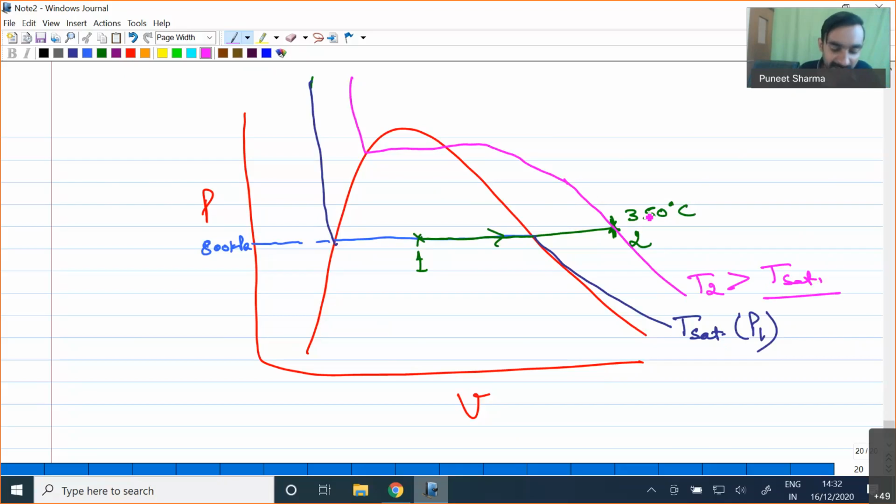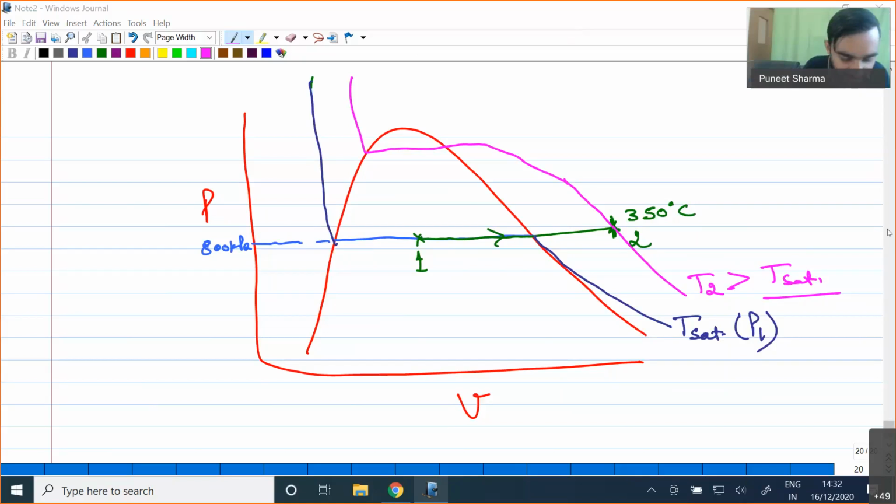Clear? This point is clear? Okay, anyone is having confusion on this point? All of you are clear with this particular point? Sir, can you explain this graph again?